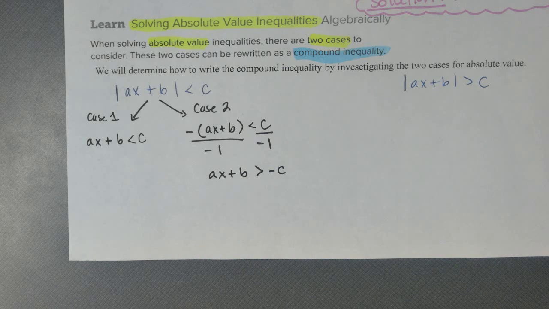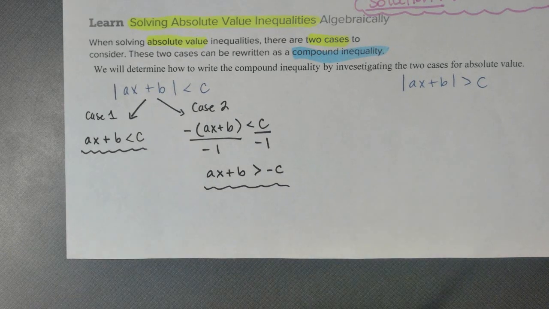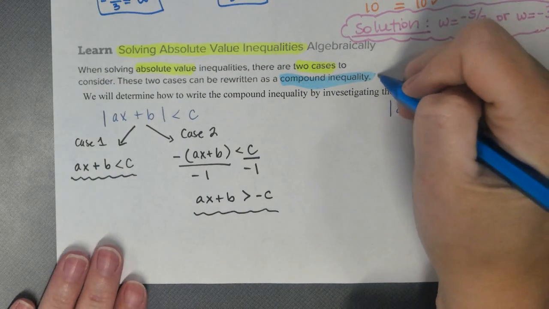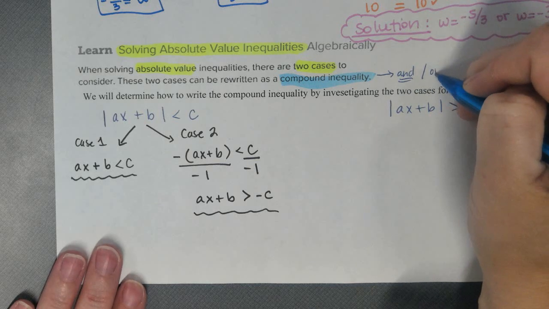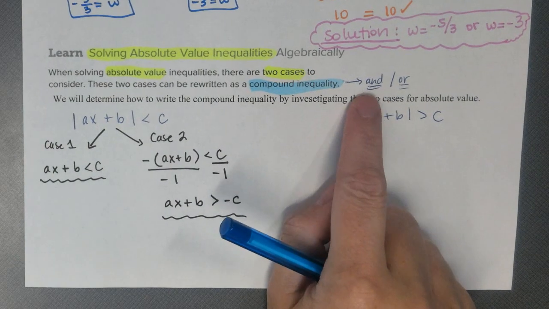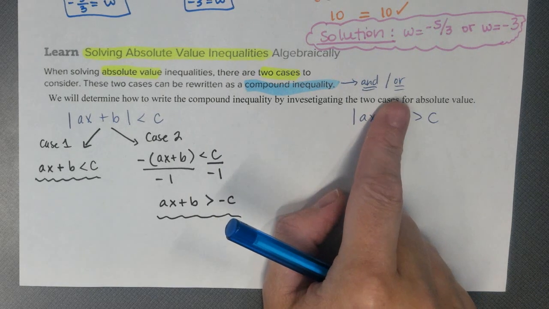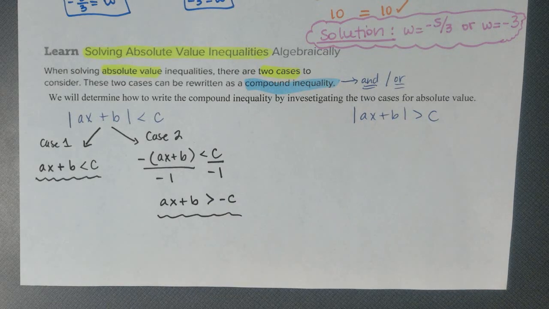So the compound inequality for this consists of what we have for case 1 and what we have for case 2. Now, a compound inequality can be an AND situation or an OR situation. An AND means that they happen at the same time. An OR means they're two different cases, so they don't have to satisfy one inequality. That'll make more sense once we start talking about numbers.